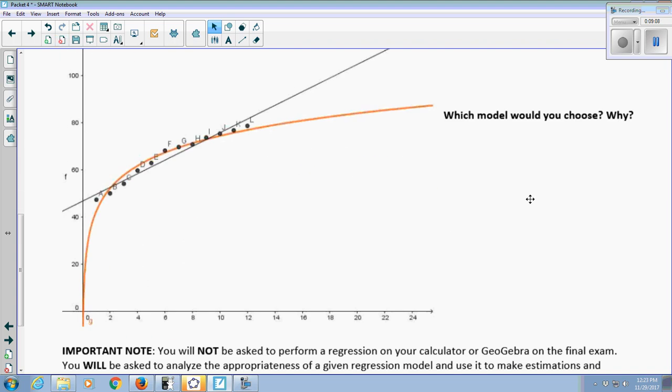So I think this is a matter of reasoning, and there is no right or wrong answer about which model you would choose. I think I would go with the log model because of the end behavior issue.